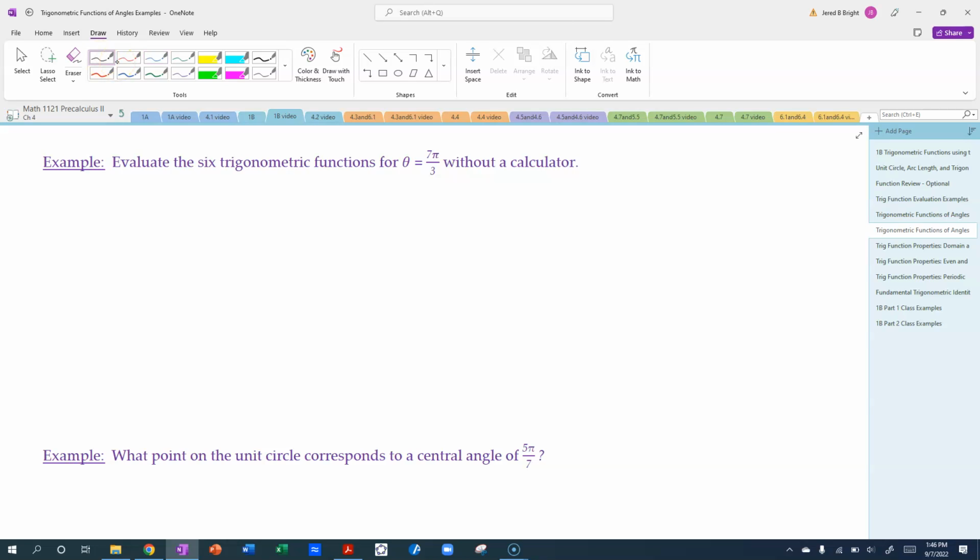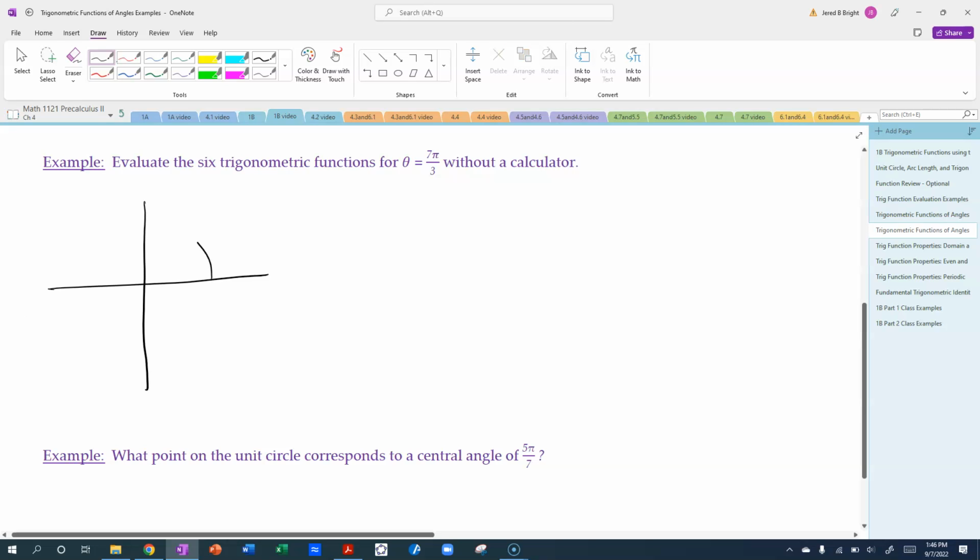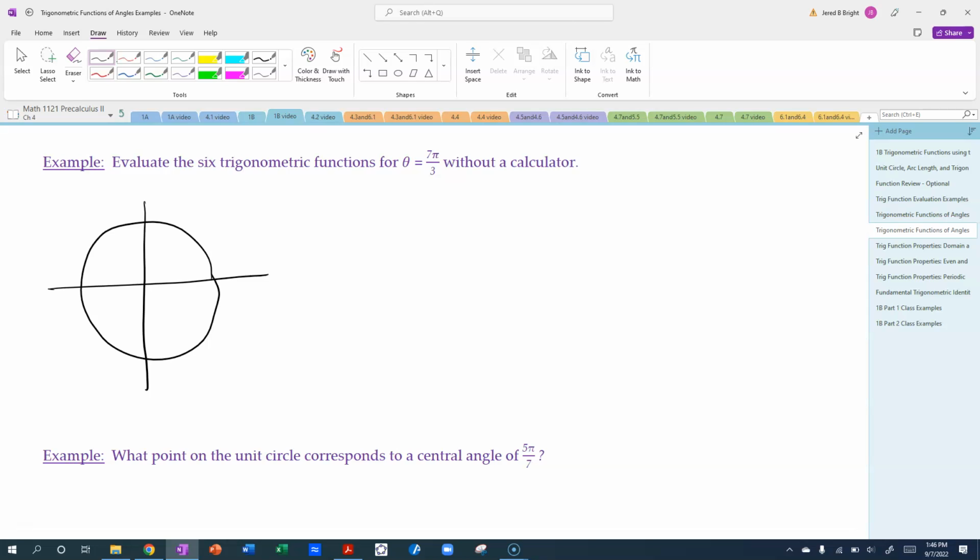All right, say theta equals 7 pi over 3. Where in the world is that on the unit circle? I really don't know. 7 pi over 3. Okay, so I know that this is 0. This is pi. Let's say I have pi over 2, 3 pi over 2. Okay, so 7 pi over 3. Oh gosh, that's like 2 pi plus pi over 3. So it'd be like 2 and 1/3 pi, right?